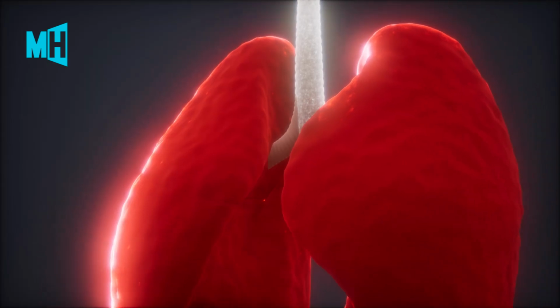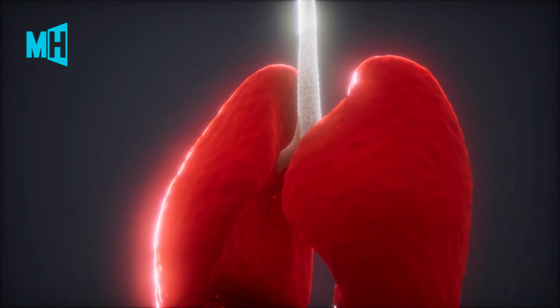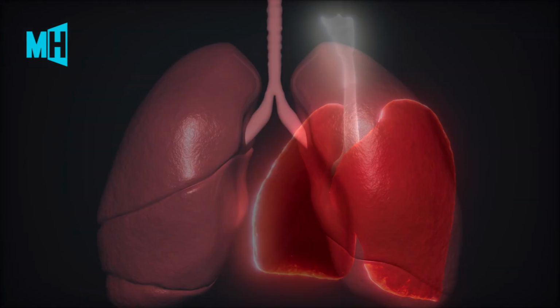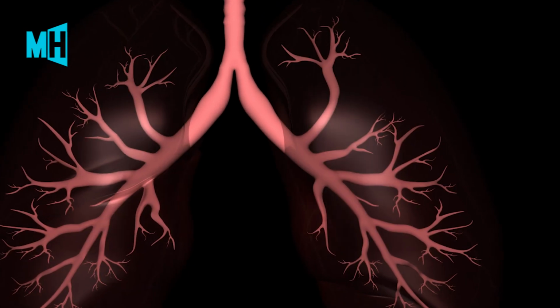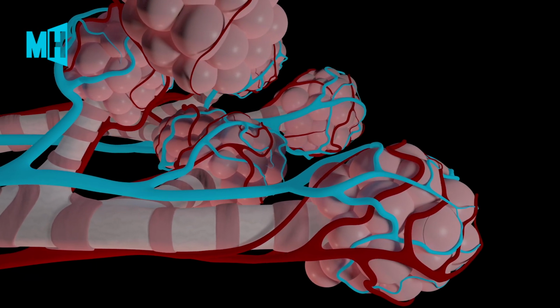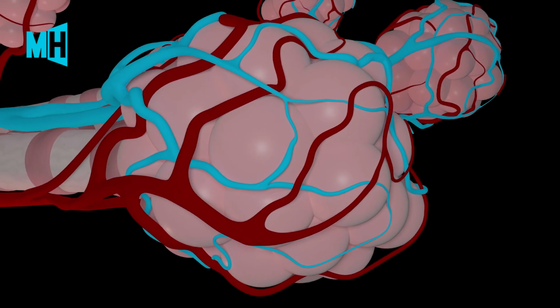Your trachea carries air into the lungs. The trachea divides into airways called bronchi. These branch into smaller and smaller airways, and at the end of these airways are tiny air sacs called alveoli.